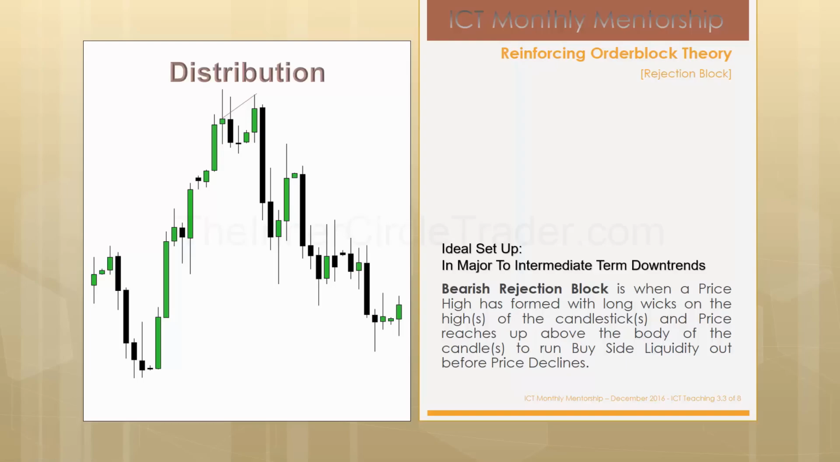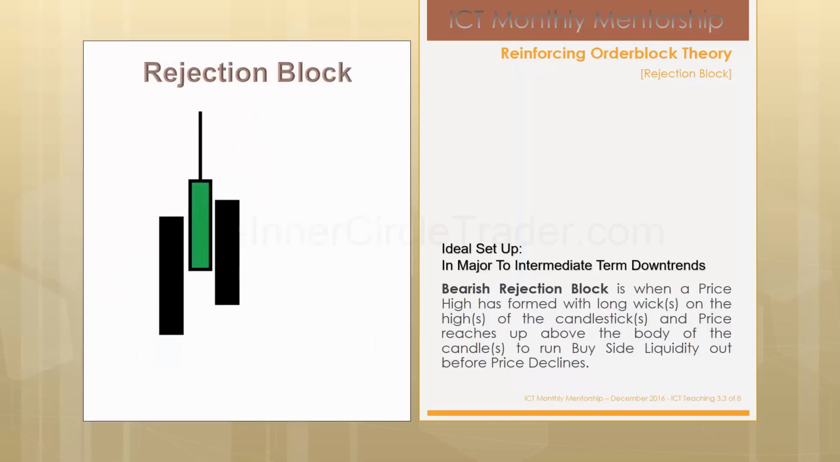Basically, what we're seeing is distribution. So what is it really to see a rejection block, and what does it look like? I have a crude depiction here with a single wicked candle. Now this is going to be better understood when there are multiple candles that form the high and multiple wicks. You're still looking at the highest close or high. You're still looking for the highest open or close inside the swing high that forms. The wicks are just drawing your attention to a potential rejection block.